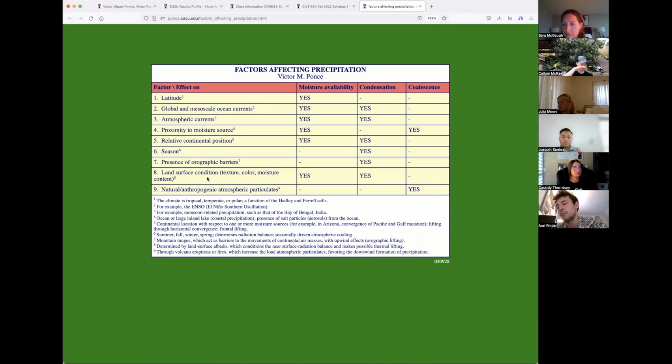Land surface condition, very important. We already talked about that in environmental class. The texture, the color, and the moisture content of the land determines the surface albedo, which conditions the near surface radiation balance and makes possible thermal lifting. In other words, the darker the ground, the more it'll rain. That's a fact. So for instance, in the Amazon rainforest, even though it's green, from the top it looks dark because it's dark green, and therefore it rains a whole lot in the Amazon rainforest.